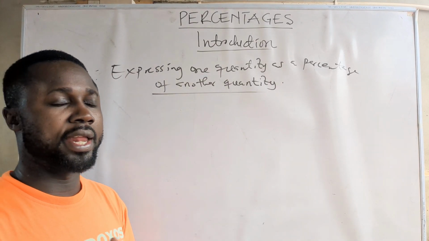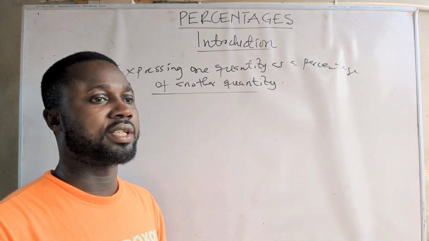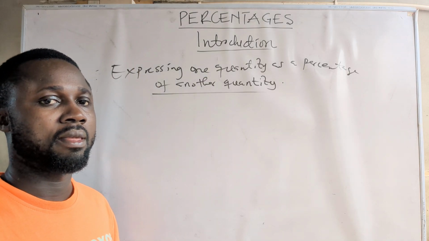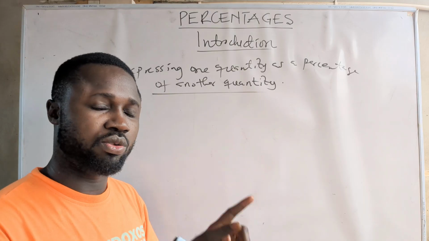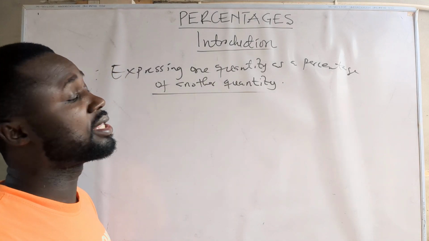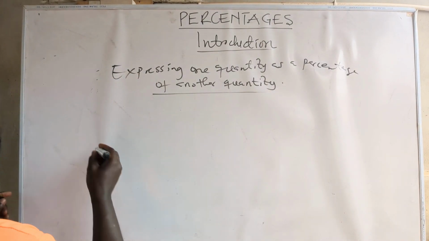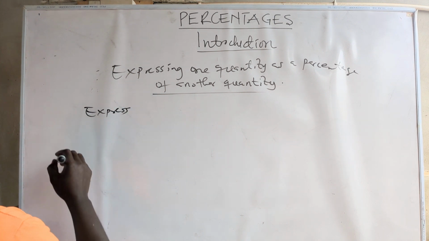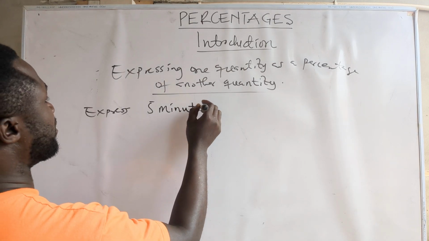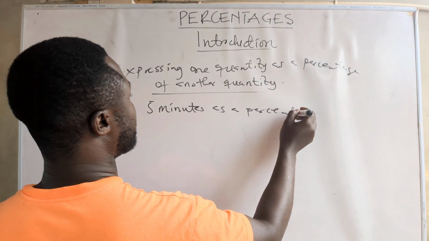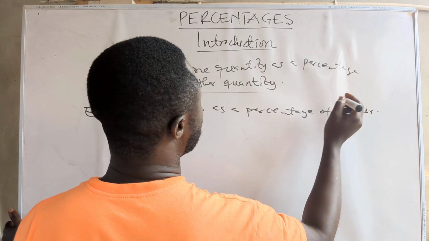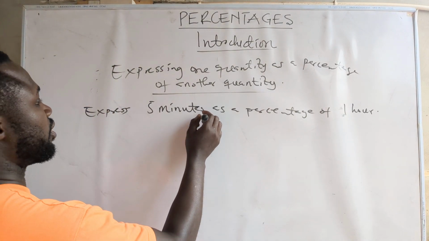Let's say you are in a school, or you are in a class, and in the class you are 50, and out of the 50, 20 girls are there. What is the percentage of the 20 girls of the total number of students in the class? So that's why we are expressing one quantity as a percentage of another quantity. So example, express 5 minutes as a percentage of 1 hour.